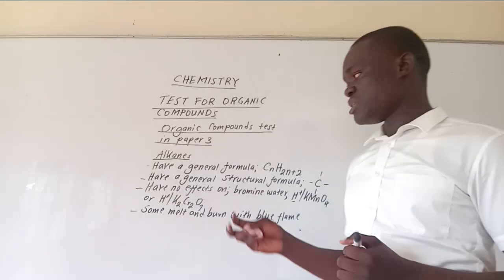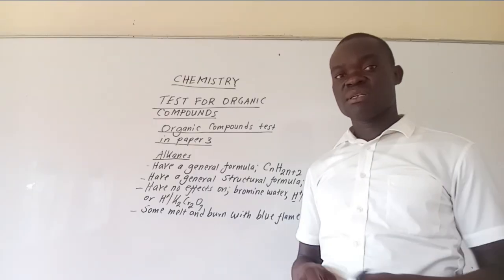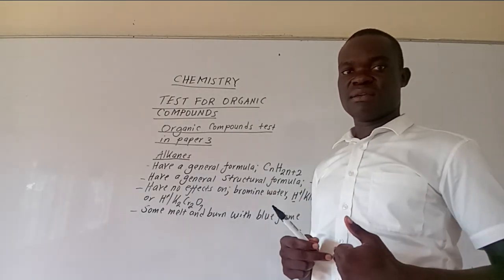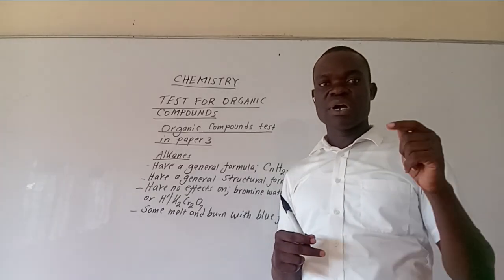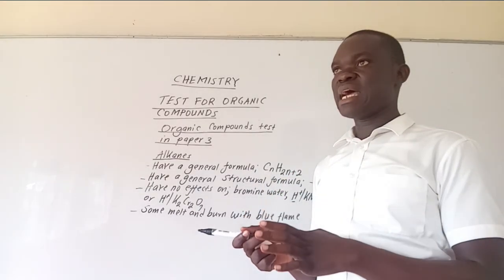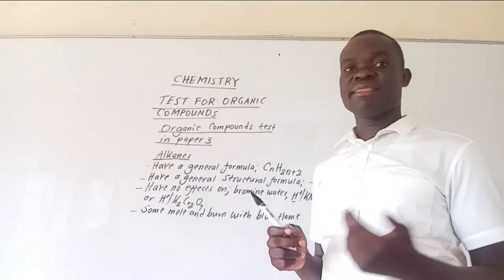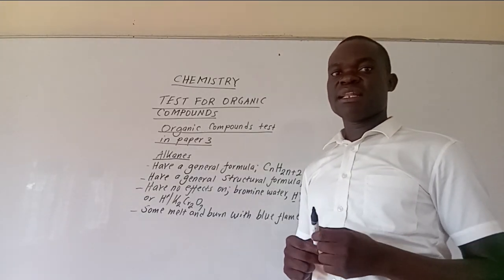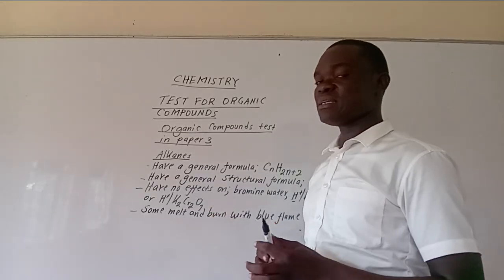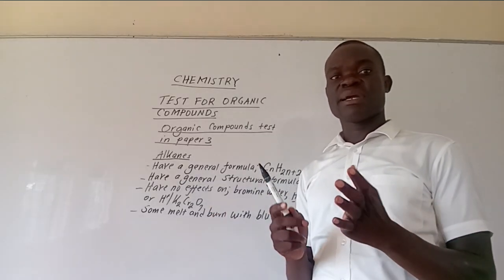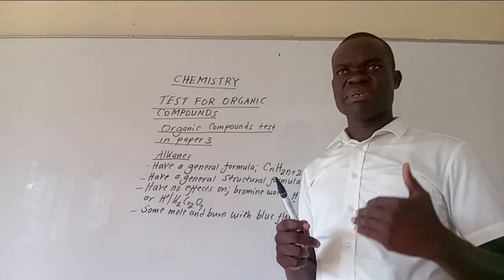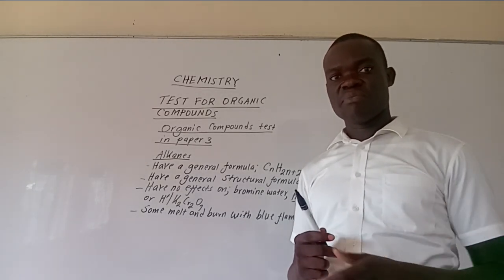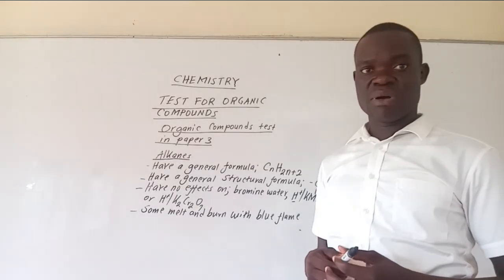For example, when you burn organic compound, the organic compound first melts, then burns. While inorganic compounds like metal, iron, they burn without melting. And if there is no burning, then we can still use some chemicals provided. There are specific chemicals that are only used on organic compounds but not inorganic compounds.